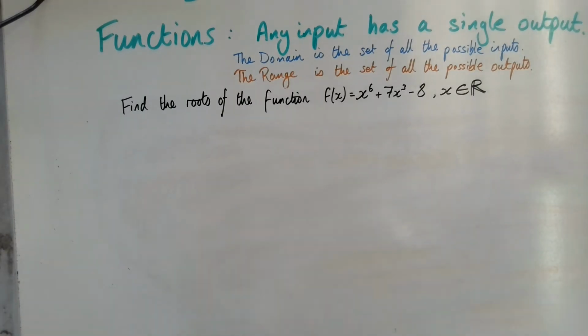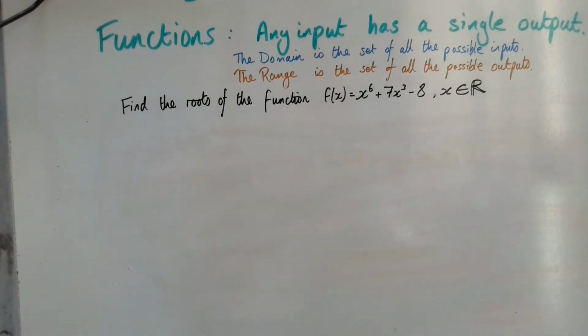Right, here's our final example. Find the roots of the function f(x) equals x to the power 6 plus 7x cubed minus 8. Now this is a slightly tricky one. Basically, this is a quadratic, but it doesn't look like a quadratic, or it's very similar to a quadratic, and that's what we're going to do.